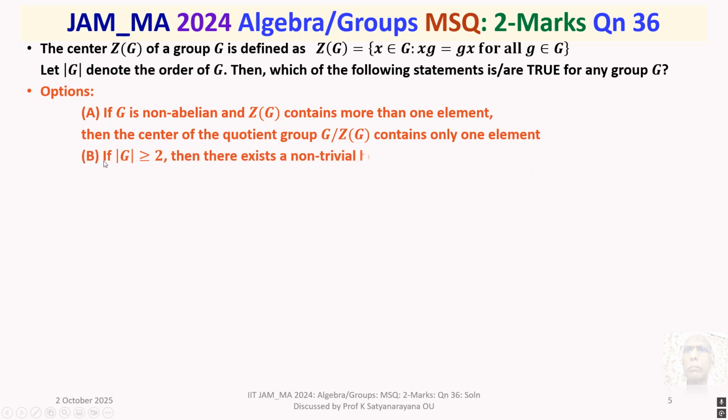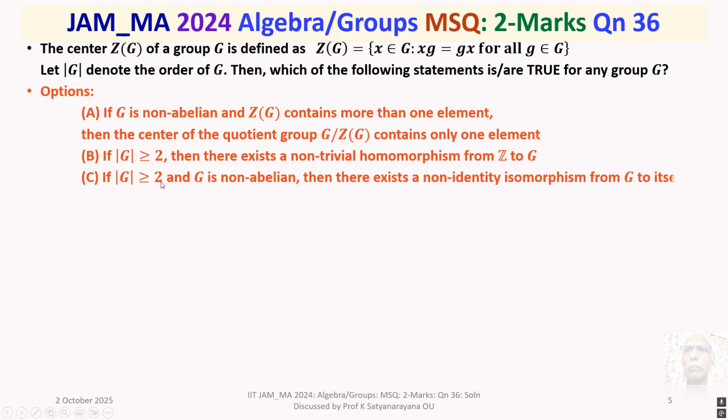Option B: if the order of G is greater than or equal to 2, then there exists a non-trivial homomorphism from Z to G. Option C: if the order of G is greater than or equal to 2 and G is non-abelian, then there exists a non-identity isomorphism from G to itself. Option D: if the order of G is equal to p cube, where p is a prime number, then G is necessarily abelian.